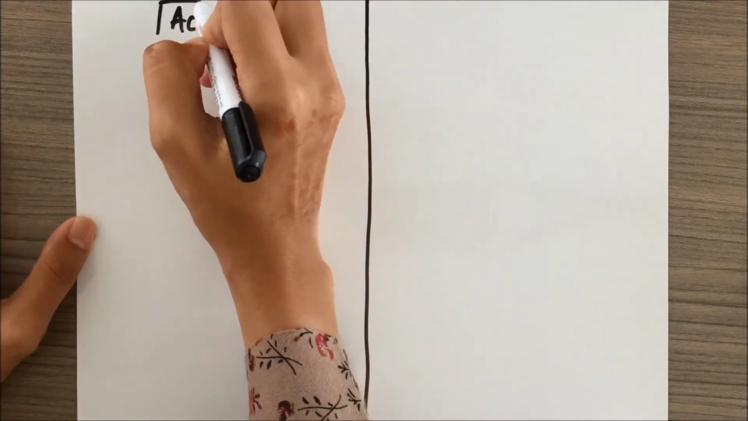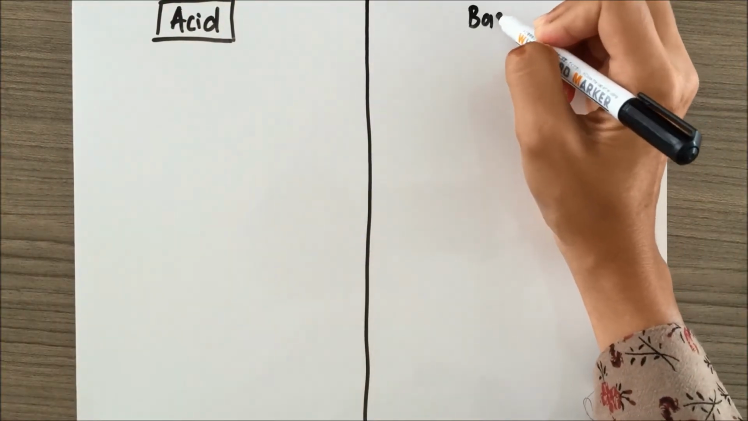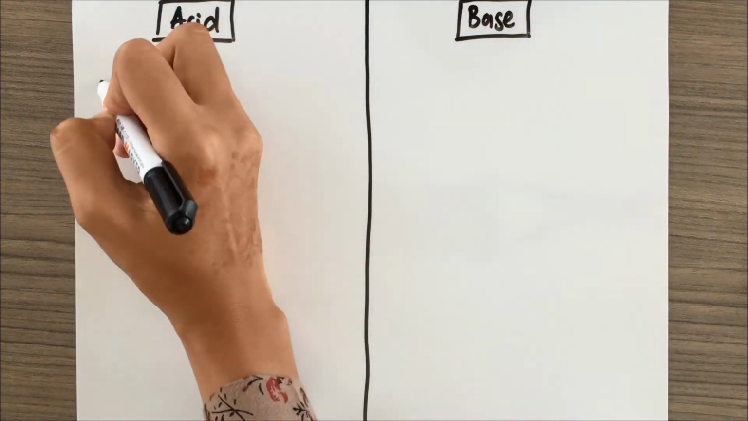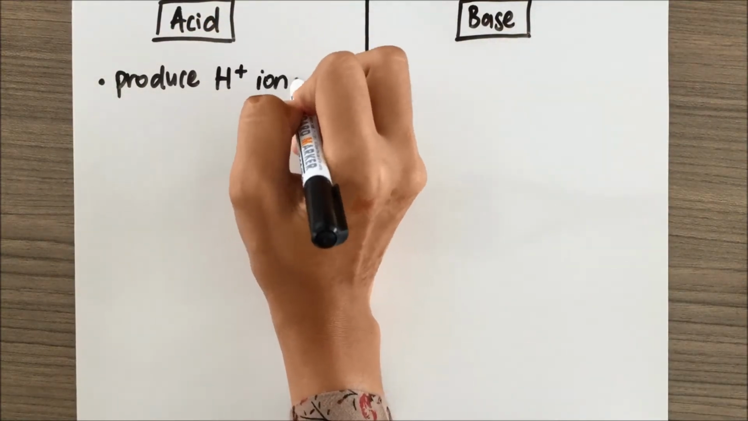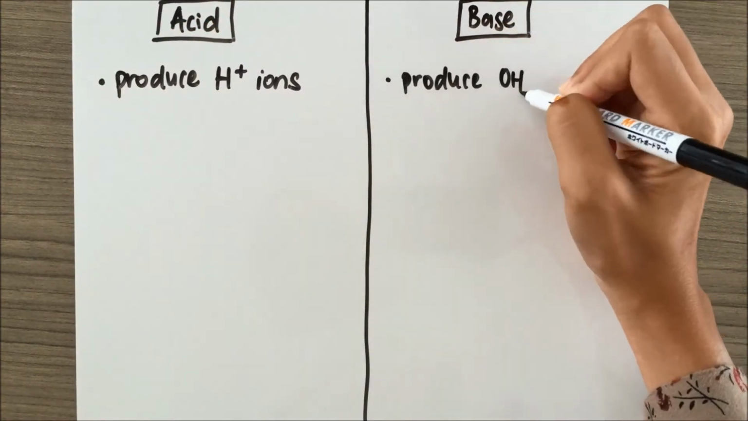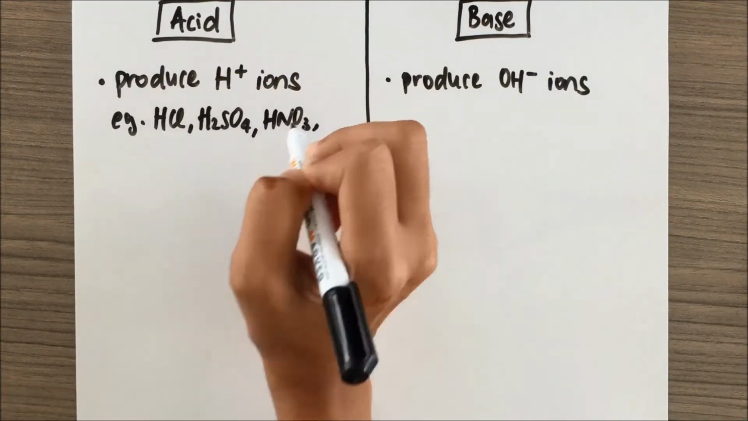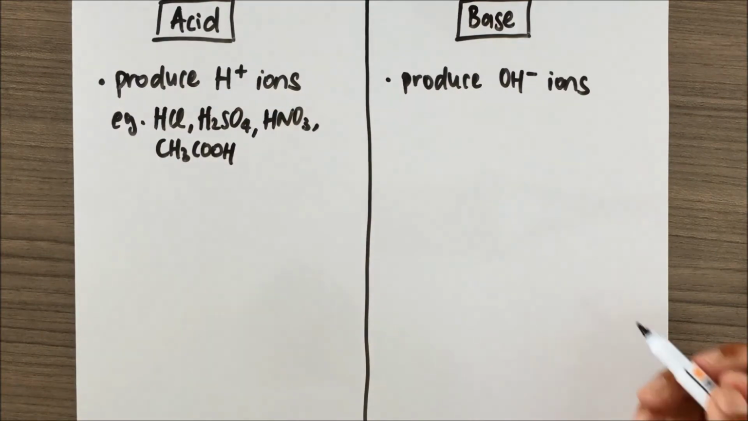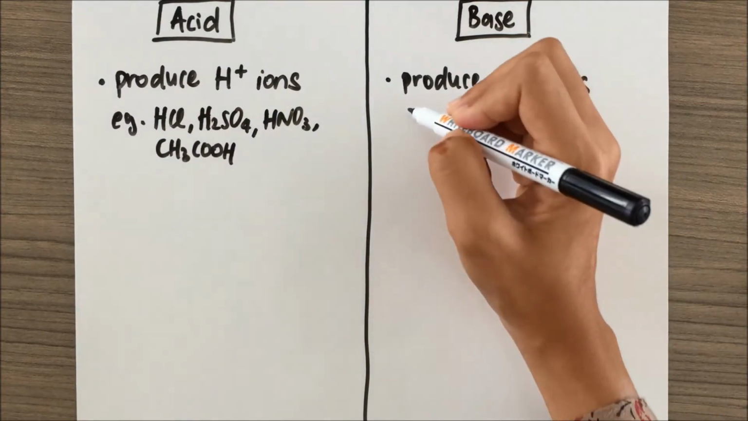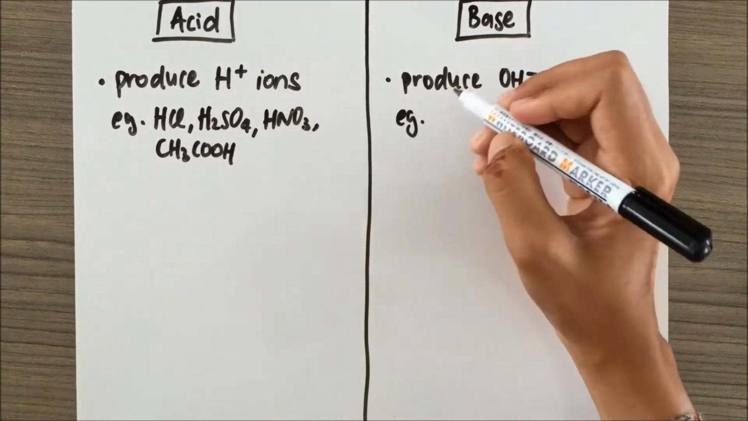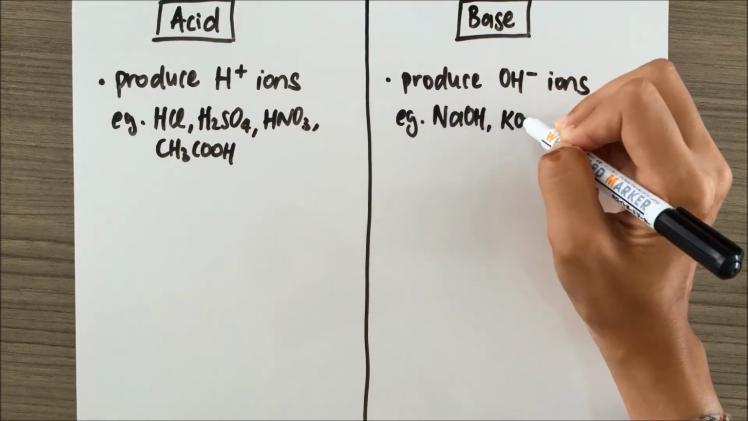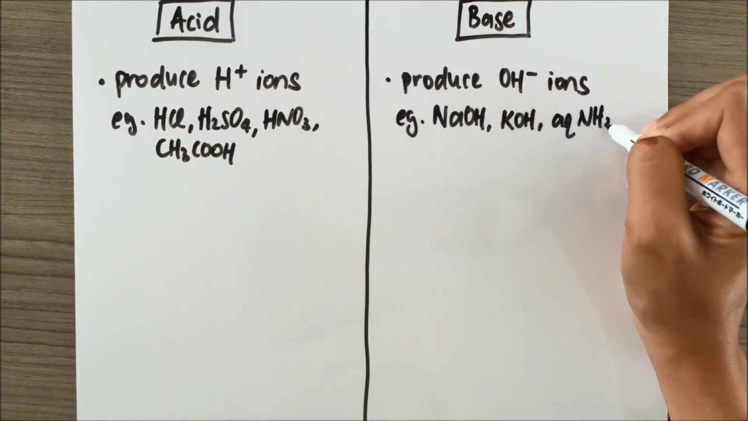In this lesson, we will be comparing between an acid and a base. When dissolved in water, acids produce hydrogen ions, while bases produce hydroxide ions. Hydrochloric acid, sulfuric acid, nitric acid, and ethanoic acid are some examples of acids. Examples of bases include sodium hydroxide, potassium hydroxide, and aqueous ammonia.